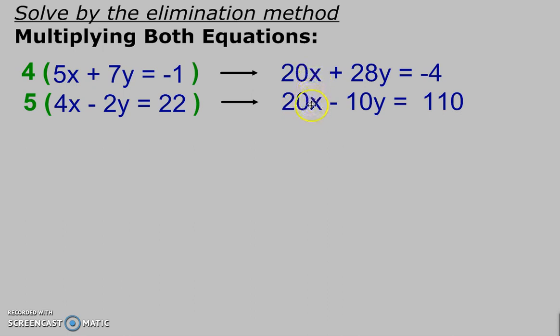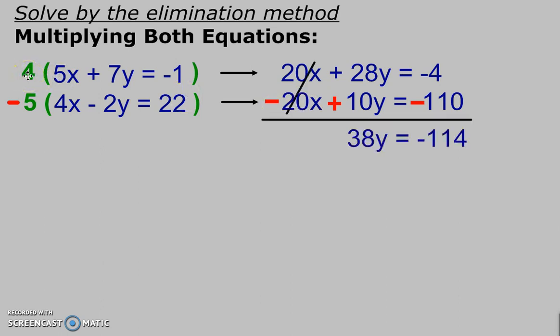a common term. Now, I prefer if I don't have to subtract, because when you're subtracting you have to pay close attention to make sure you're doing the opposite of the signs. So I prefer for the terms to be opposite. So instead of multiplying by 5 here, I'm actually going to multiply by negative 5, because that's going to give me negative 20x, and then I'll eliminate this just by adding. So if I add those two, this cancels out, add this to 38y, and then add this to negative 114.